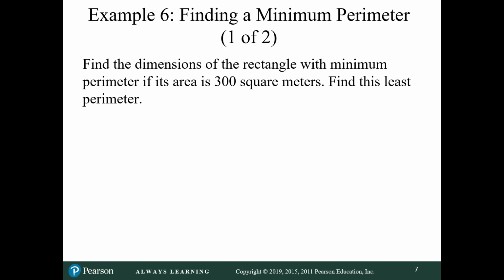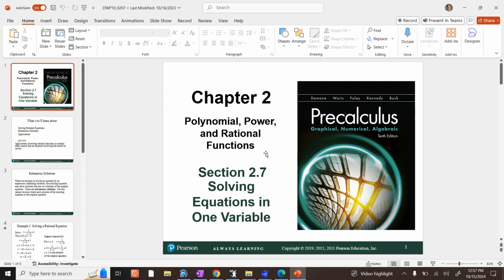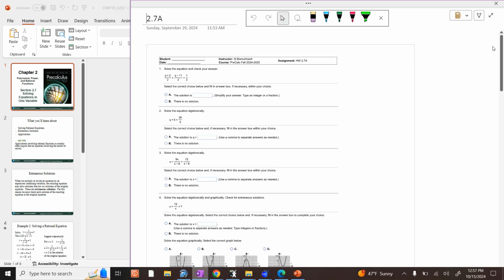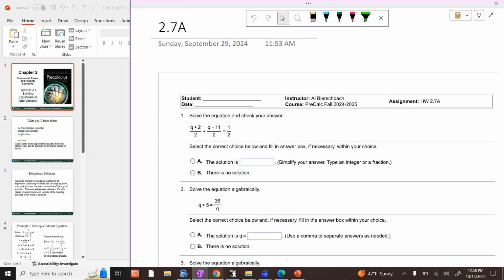All right, find the dimensions of a rectangle with a minimum perimeter if its area is 300 square meters. I think that's in the second set of problems, so we're not going to worry about that right now, because that's what we'll have on Thursday. Discard. So what kind of problems will we see today? We will see these. Boom. I might need my graphing calculator, so I won't get rid of it yet.